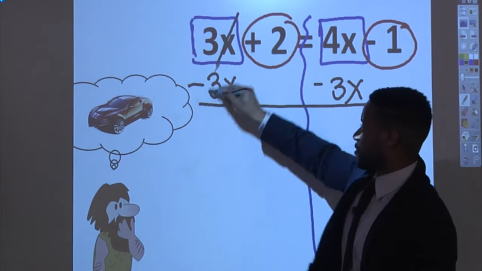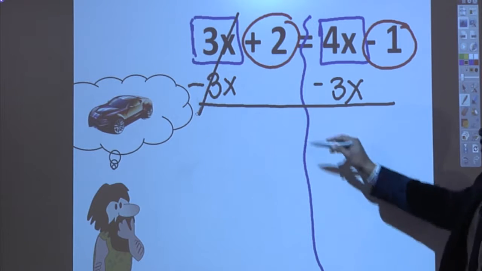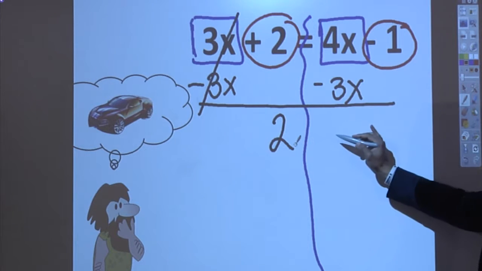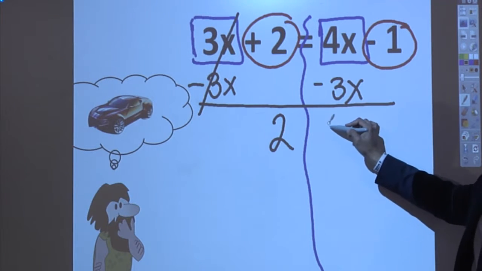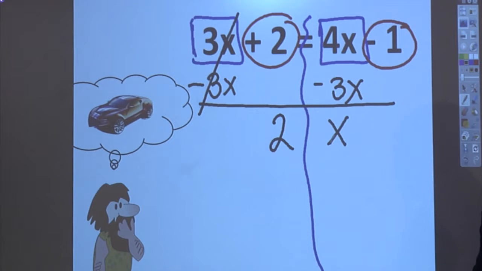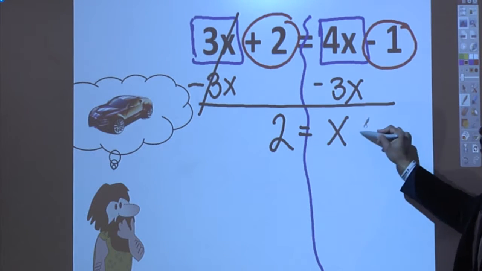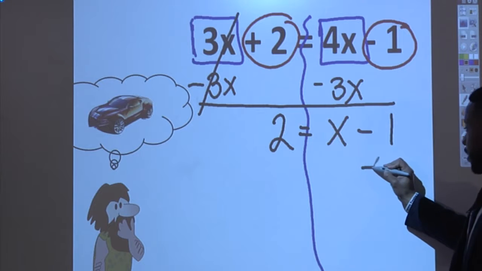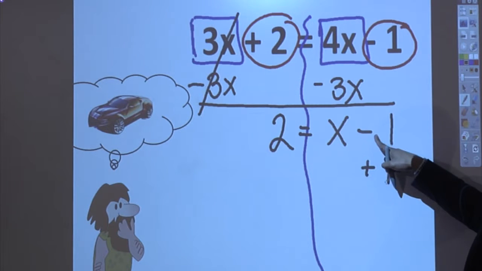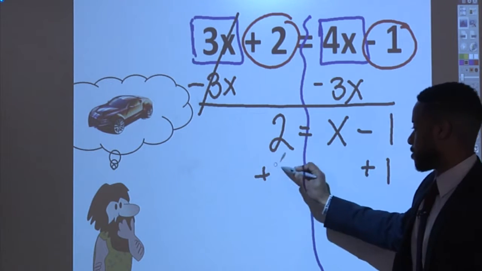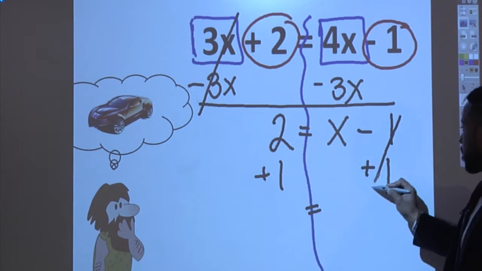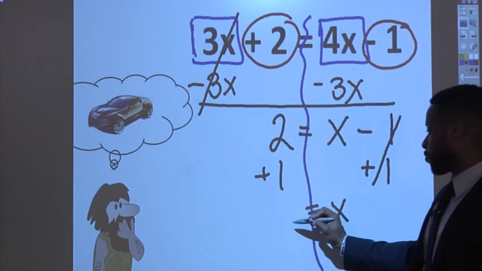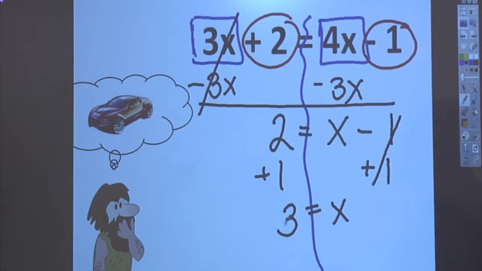3x minus 3x is 0. I'm left with 2. 4x minus 3x is 1x, or we can just write x. And then I bring down my negative 1. My last step is to get my constants together. So I'm going to add 1 because it's the inverse of subtraction to both sides. It cancels out here. I get x equals 3. Good.